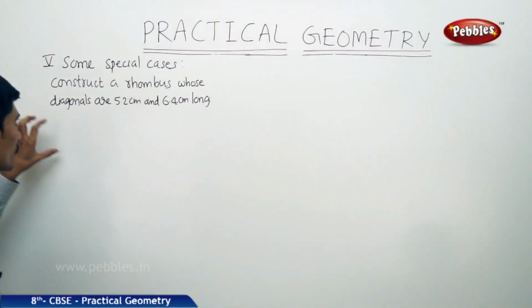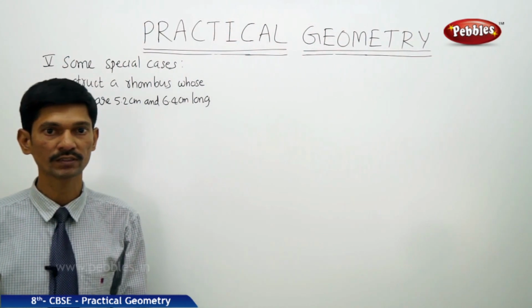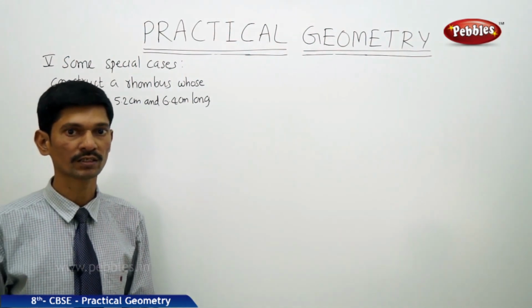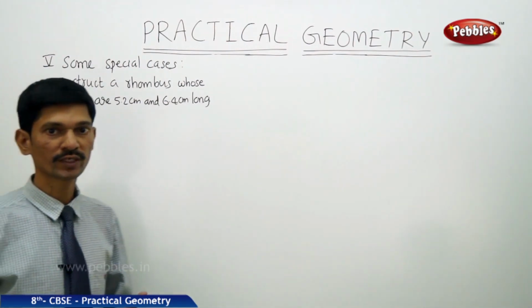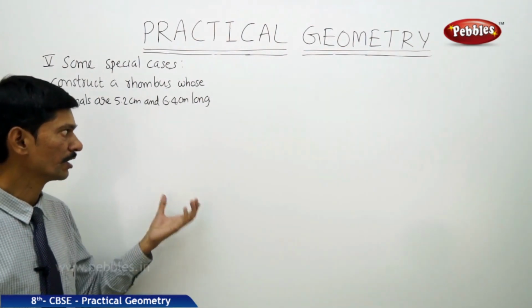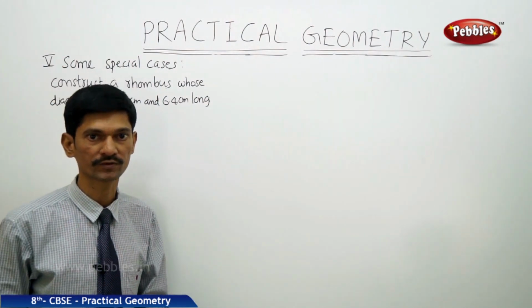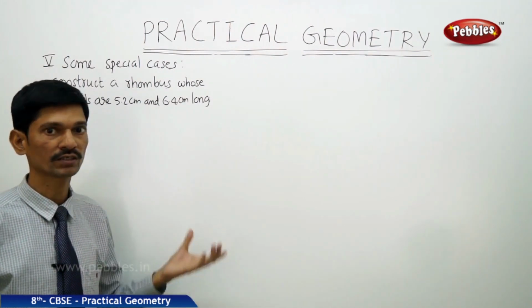Let us take the next question. Construct a rhombus whose diagonals are 5.2 centimeters long and 6.4 centimeters long. So let us construct a rhombus whose diagonals are given, but here also only two measurements are given. But in case of rhombus, if the two diagonals are given, then we can easily construct the rhombus, because in a rhombus the two diagonals are perpendicular bisectors of each other, and the four sides are equal.